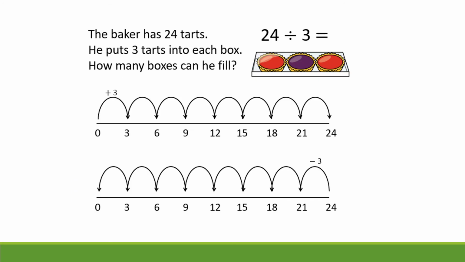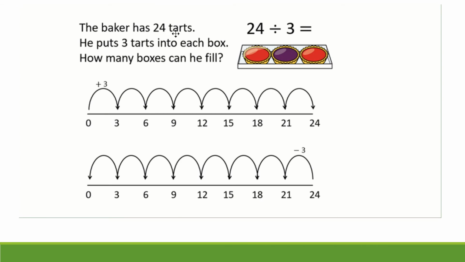The baker has 24 tarts. He puts 3 tarts into each box. And you can see the division sentence there, 24 divided by 3. How many boxes can he fill? Now we can use a number line to count on in threes and to count back in threes. Let's take a closer look on the next slide.